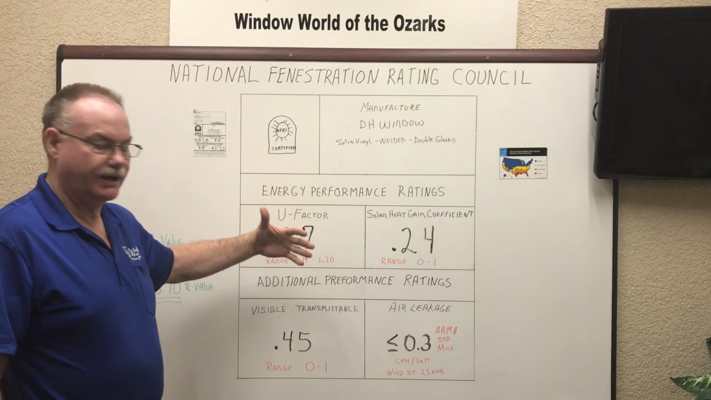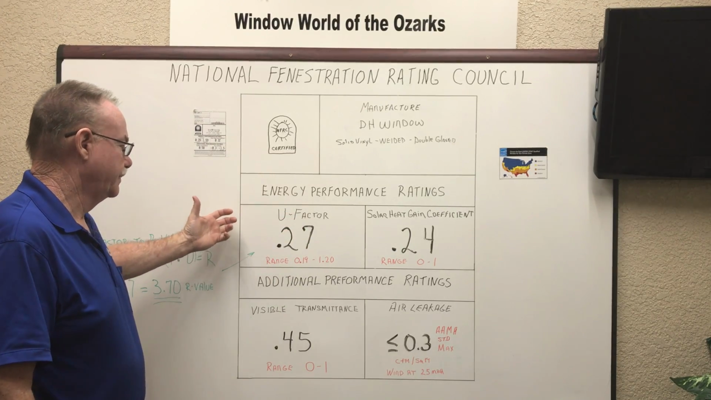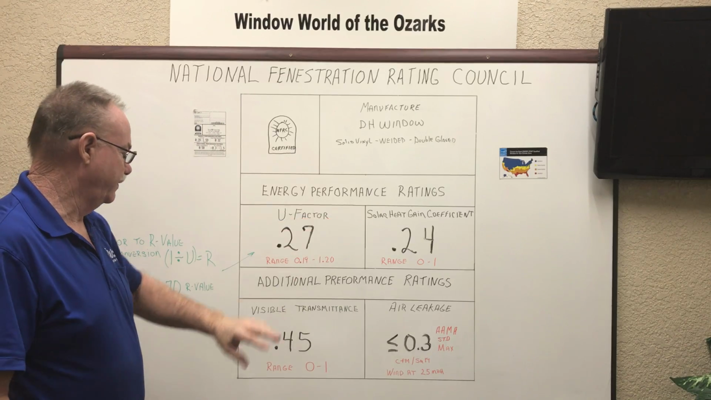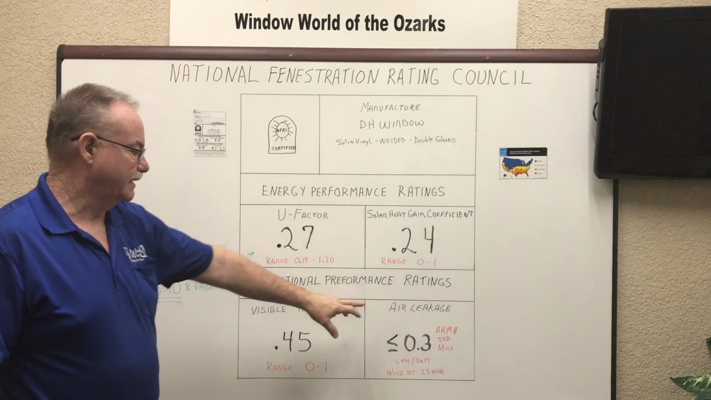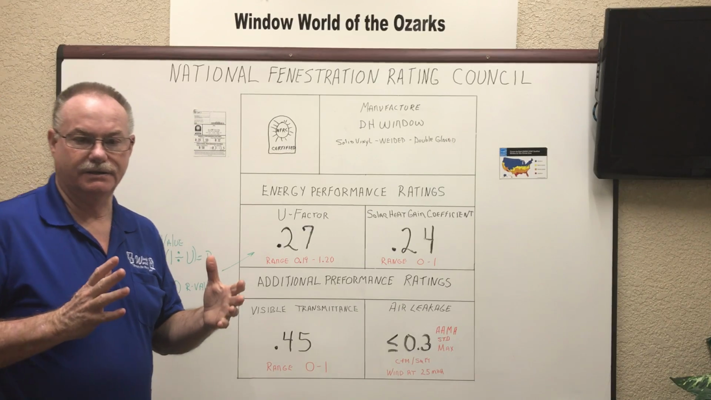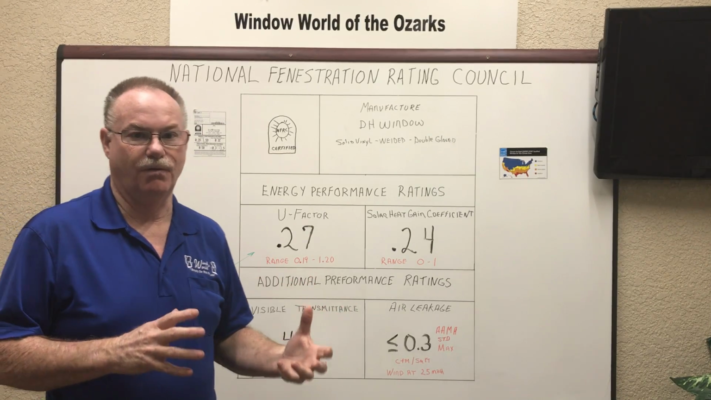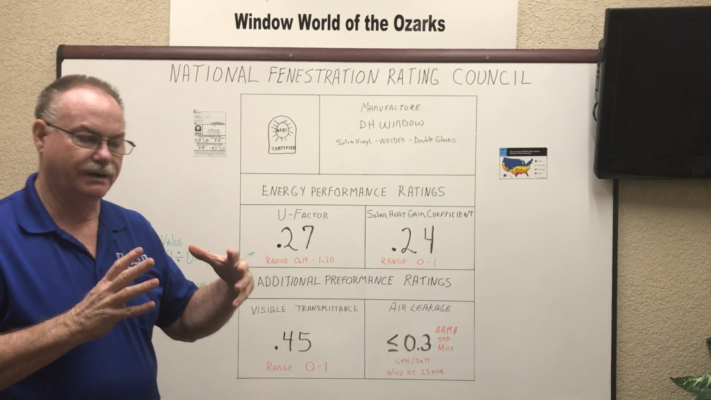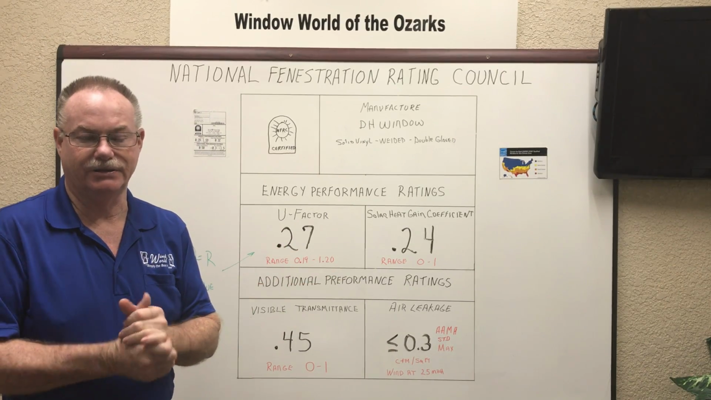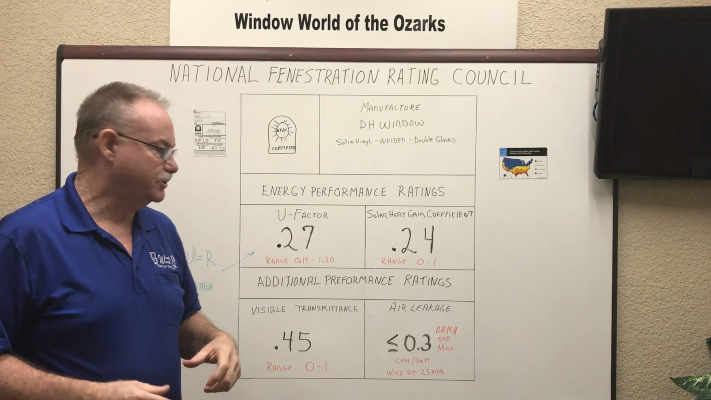The main factors you have, you've got 4 different divisions here. You have the U factor, solar heat gain coefficient, visible light transmittance, and air leakage. Your U factor is basically like having insulation in your walls. This is what controls how much heat and cold transfers from the inside to outside, and how you measure that.